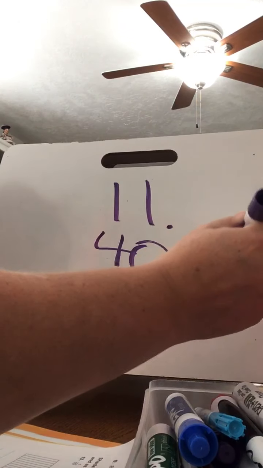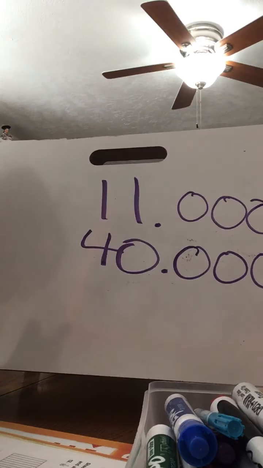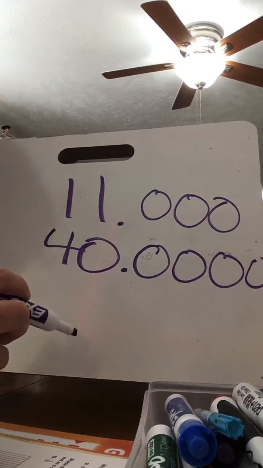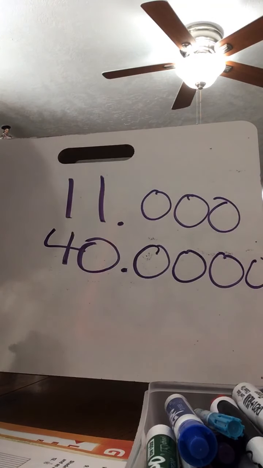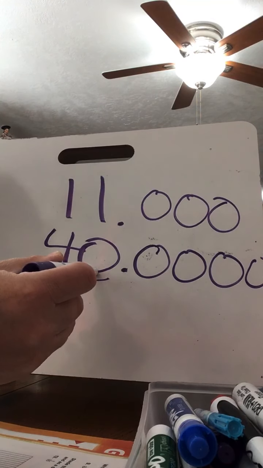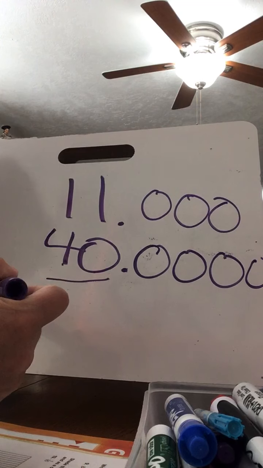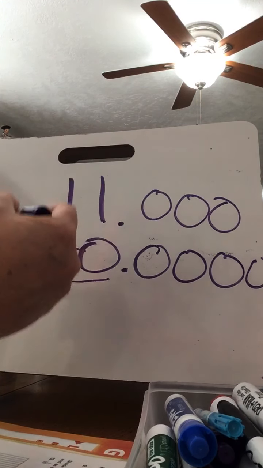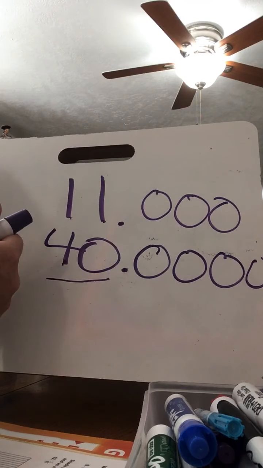I could add as many zeros behind this as I want to. This is still 11, and this is still 40. The zeros don't add any value to it, and I still have 40 as my whole number here. There's a 0 in the ones place and a 4 in the tens place. And for the number 11, there is a 1 in the ones place and a 1 in the tens place.